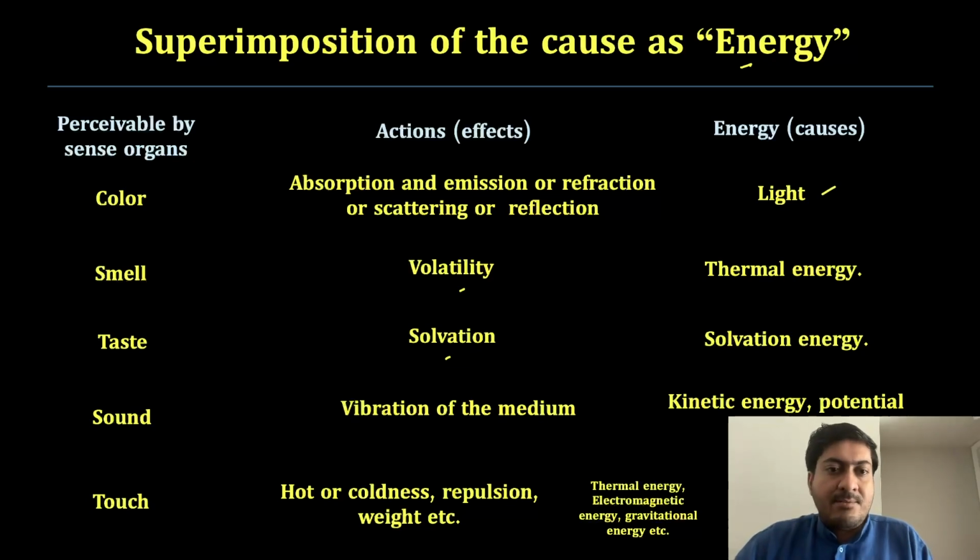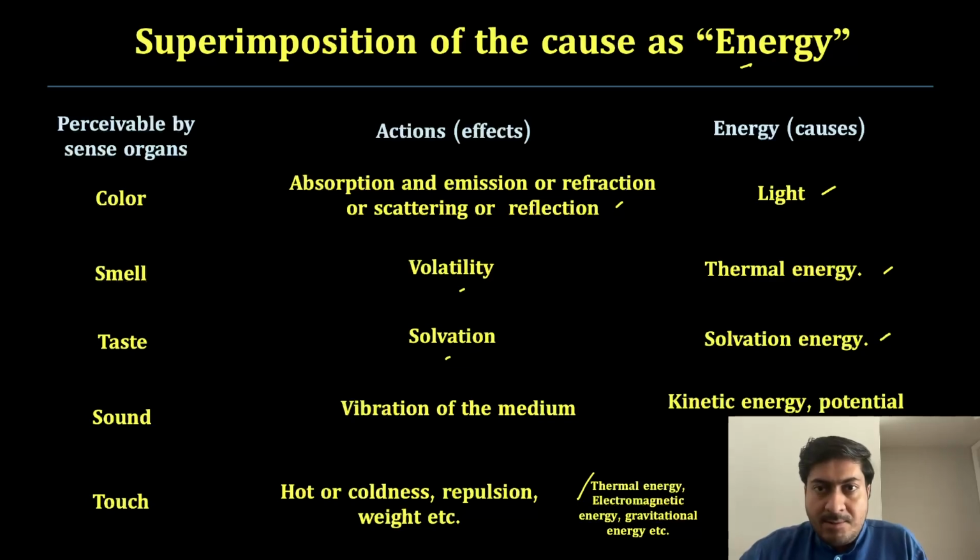So light is responsible for these phenomena, reflection, scattering, etc. Thermal energy is responsible for the volatility. Solvation energy, which is nothing but thermal energy, is responsible for solvation. Kinetic energy, potential energy, etc., are responsible for the vibration of the medium when two objects are colliding with each other. So the kinetic energy is bringing them close so that they can collide, and that collision introduces the vibration in the medium, which is the reason for sound, as we explain. And also there is the thermal energy, the electromagnetic energy, etc., which can be called the reason for perceiving the hotness or coldness on the surface of an object when we are touching it with our skin, right?